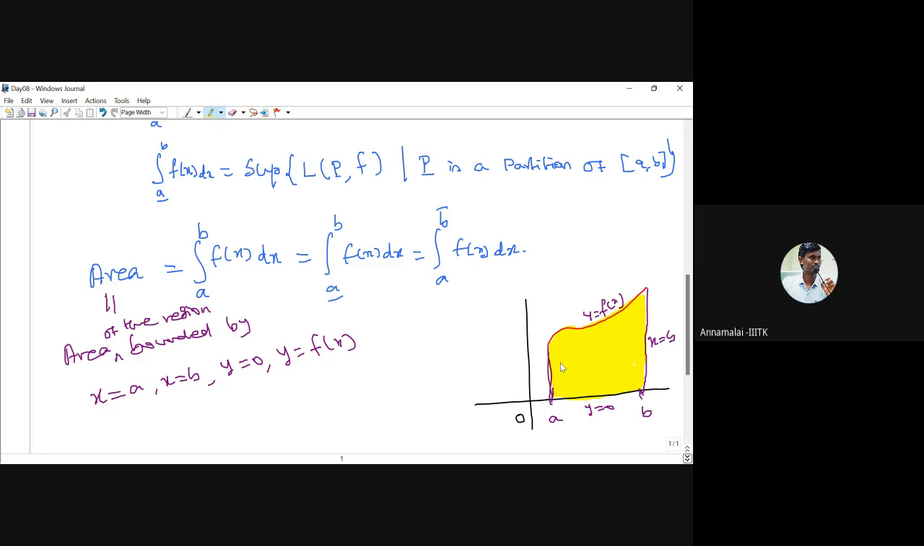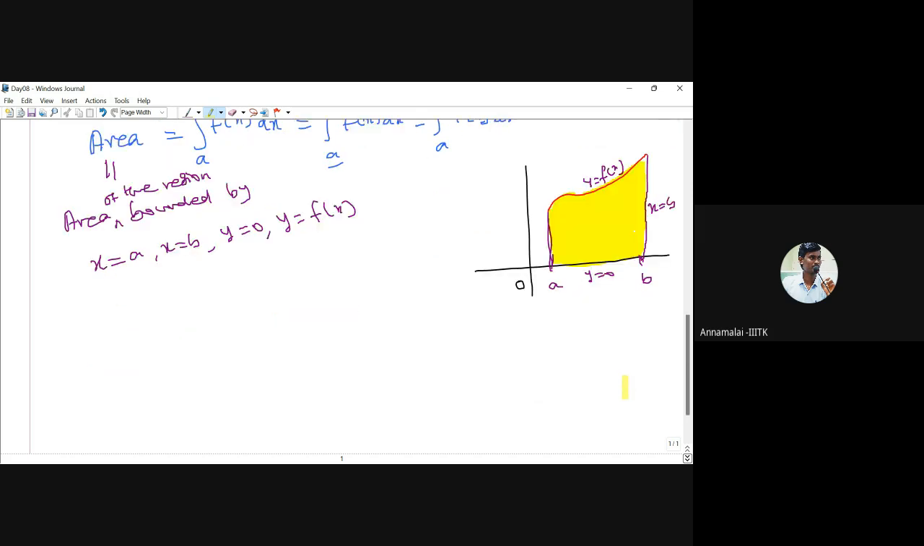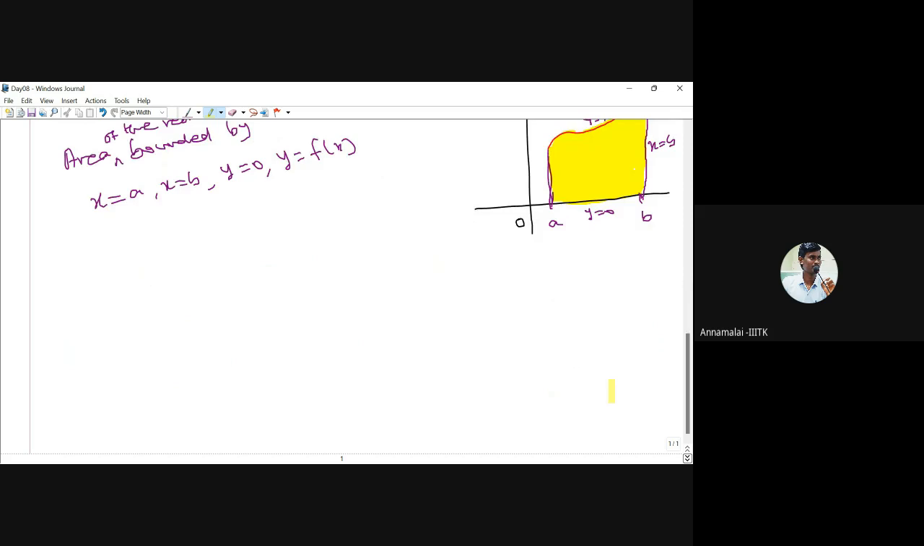the function of a single variable into a function of 2 variables. In that case, we have to find the volume of the region. If you go to 3-dimensional, we say volume. Okay, for 2-dimensional we say area. If you go to 3-dimensional, we say volume. So now suppose we are given a function of 2 variables.